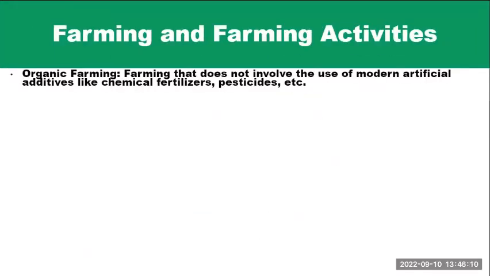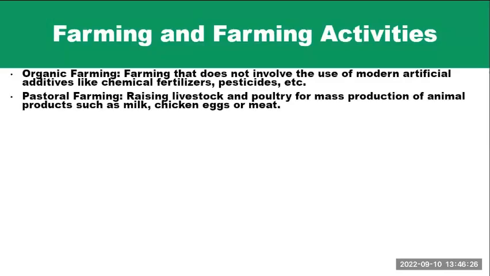Then more on farming and farming activities, we have organic farming. This is farming that does not involve the use of modern artificial additives like chemical fertilizers, pesticides, and so on. So when you talk of organic food, you are looking at pure food that's grown naturally from the soil, okay? Then pastoral farming refers to raising livestock and poultry for mass production of animal products such as milk, chicken eggs or meat, okay?